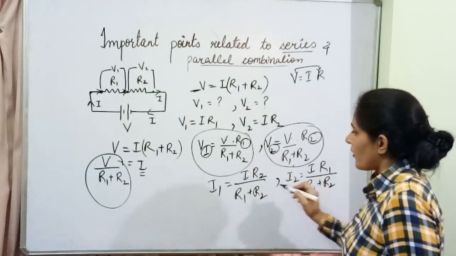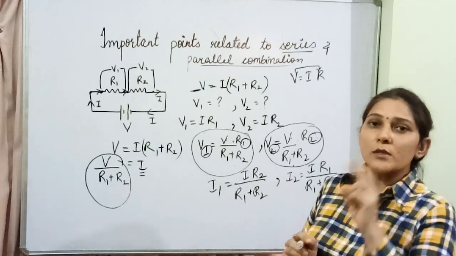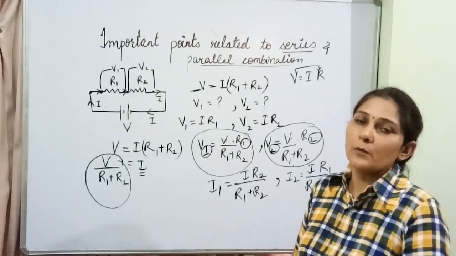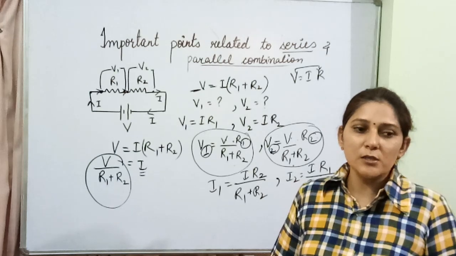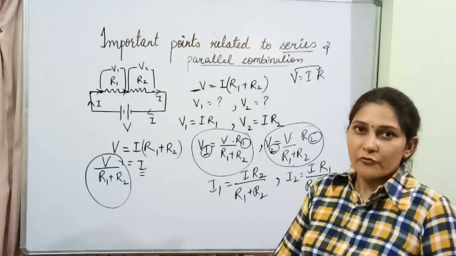These four formulas you can use directly to solve your circuit when two resistors are given to you in different manners, sometimes connected in parallel, sometimes connected in series. So these are the important key points which we can learn and use in our numericals. Fine, thank you beta.